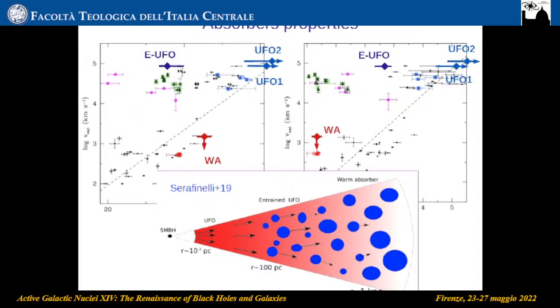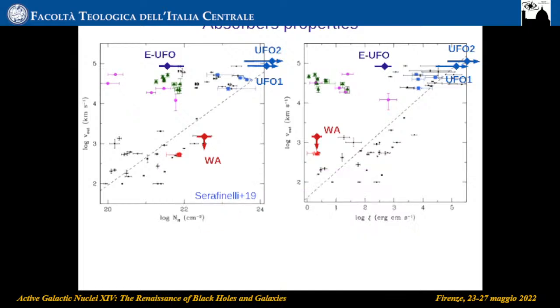So this is the scheme that was published in Roberto's paper. Basically, you are measuring the UFOs nearby the launching radius, with high columns and high ionization parameters, and then this expands and the density decreases. At some point there are clouds of lower density with respect to the UFO, but of course larger densities where they live, and they are pushed through instabilities, and they can reach the same velocity of the UFO and then end up being the warm absorber at much slower velocities.